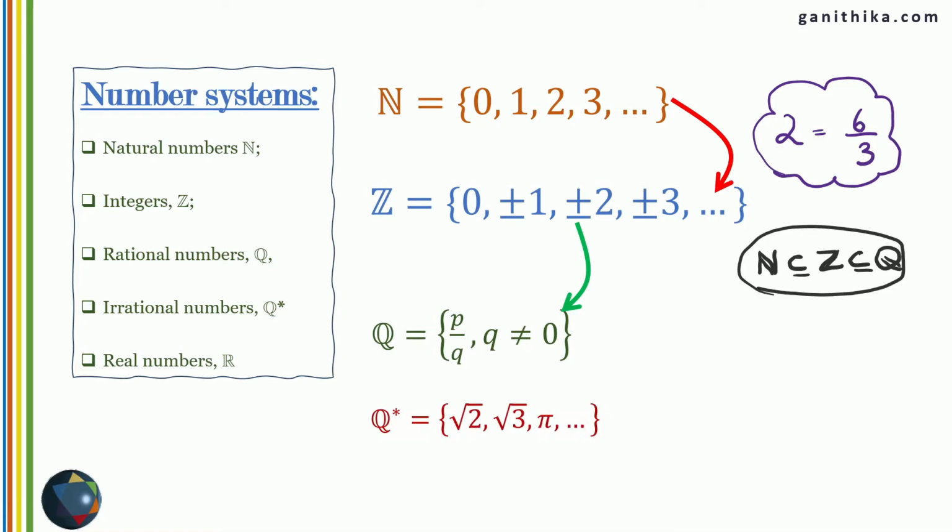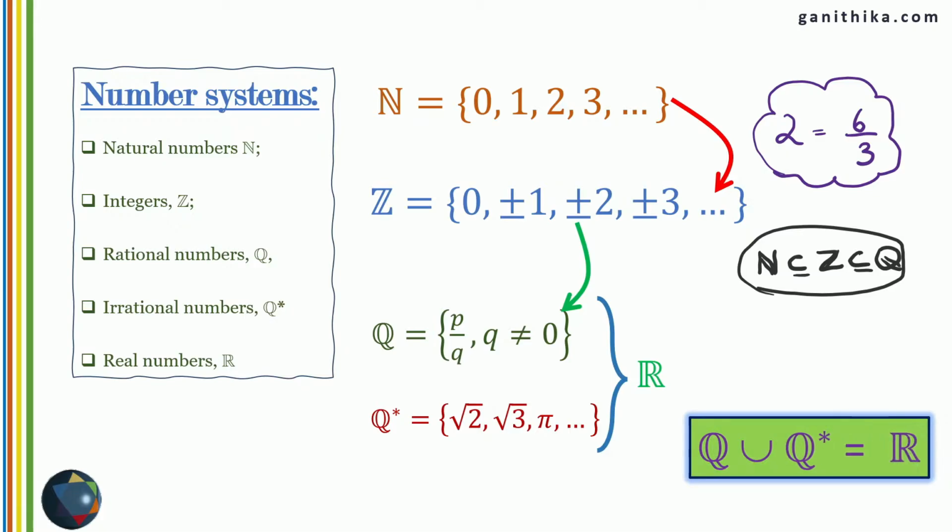Next is the irrational number set, which is separate from the rational number set. But if you combine these two sets together, we get the set of real numbers. So real numbers are nothing but the union of rational and irrational numbers. If you have both rational and irrational numbers together, we call them real numbers. And within the rational numbers, we have the set of integers, and within the integers, we have the set of natural numbers.